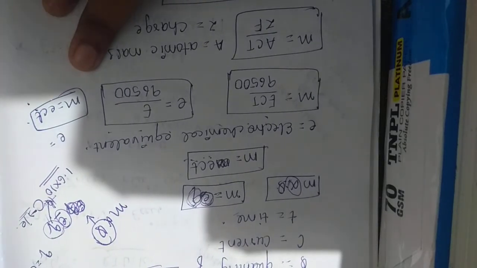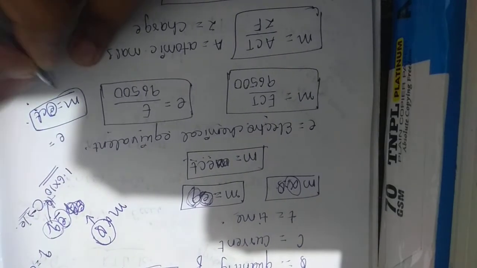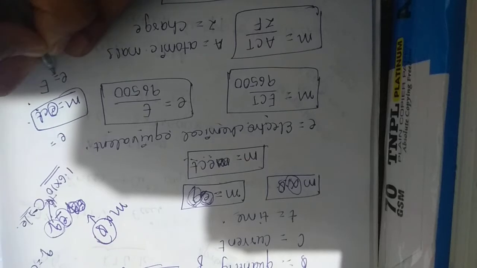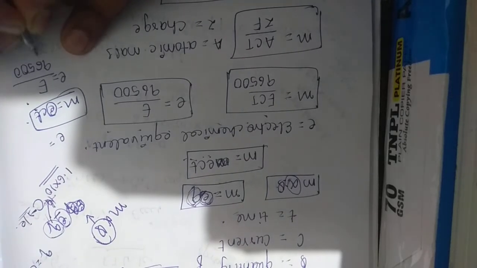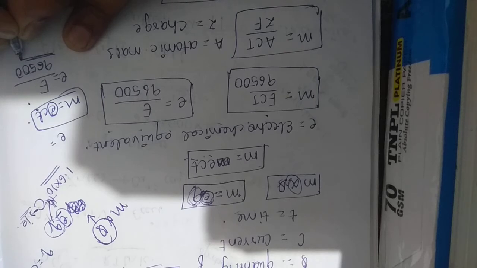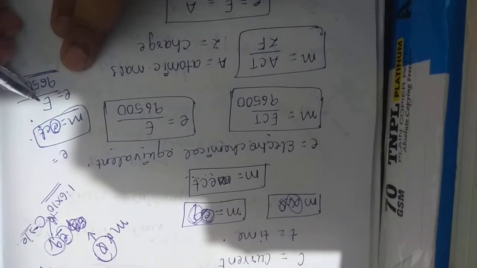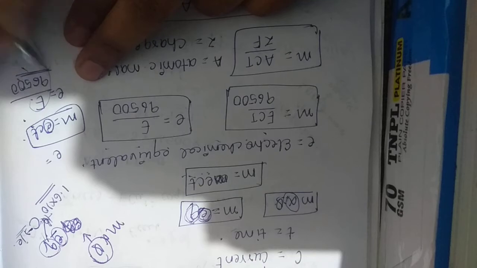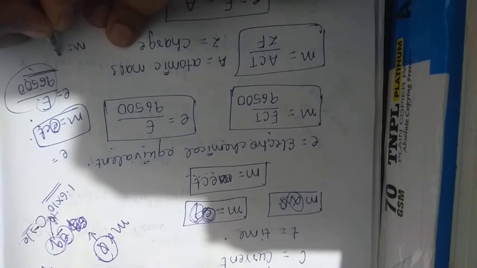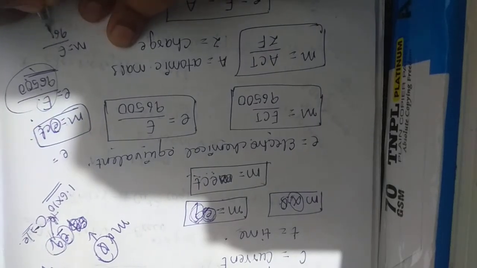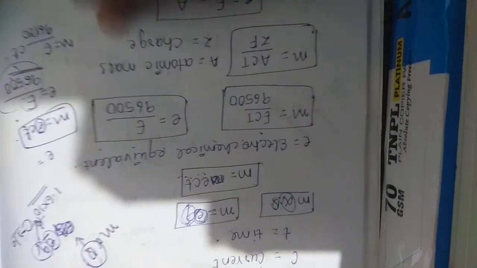Now we can substitute this e with E by 96500. This is the Faraday's number. Now, E by capital F, 96500. So let's substitute this here. M is capital E by 96500 into C T.